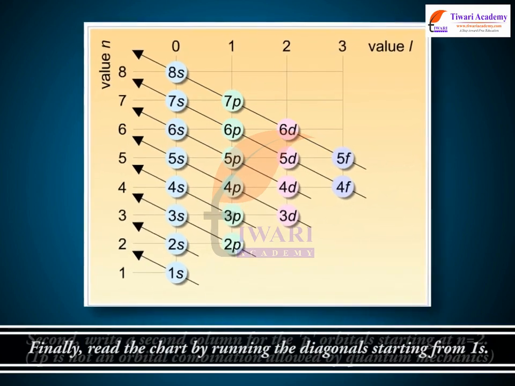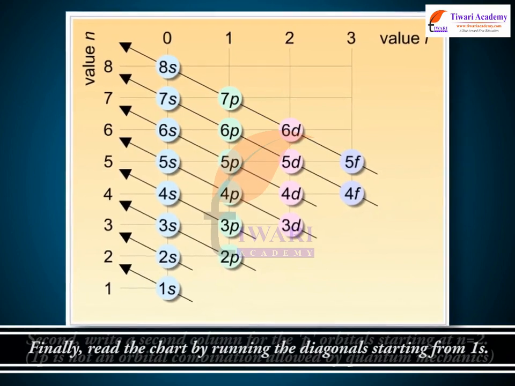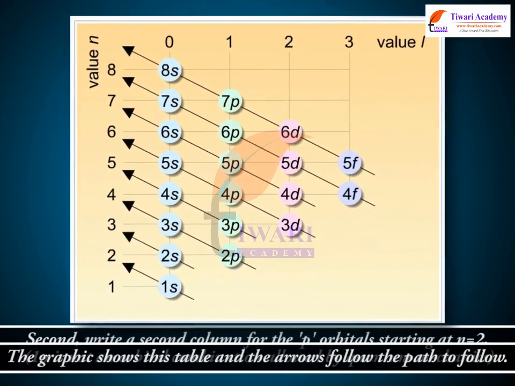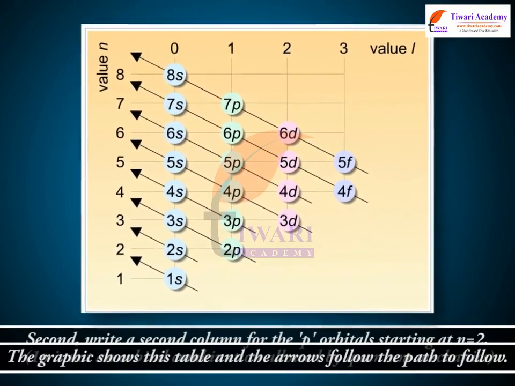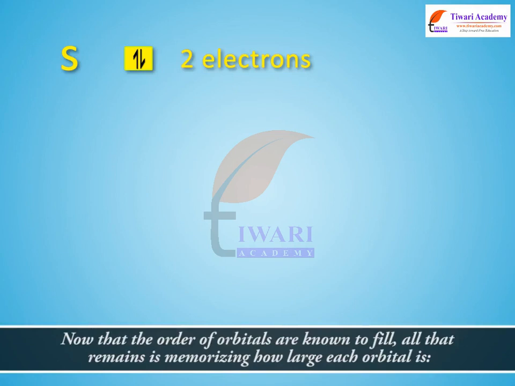Finally, read the chart by running the diagonals starting from 1s. The graphic shows this table and the arrows follow the path to follow. Now that the order of orbitals to fill is known, all that remains is memorizing how large each orbital is.